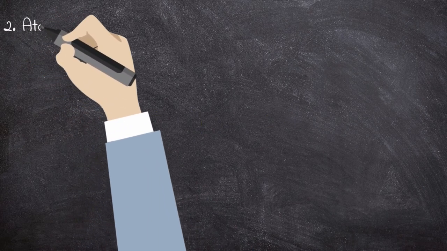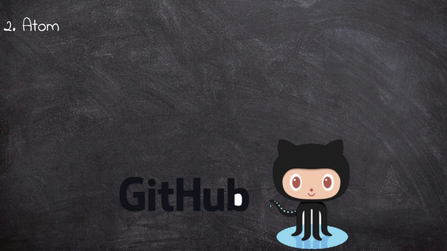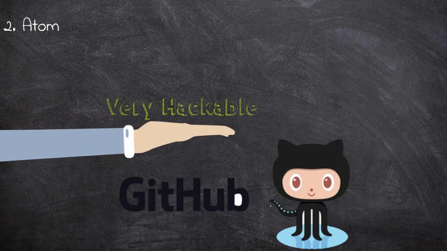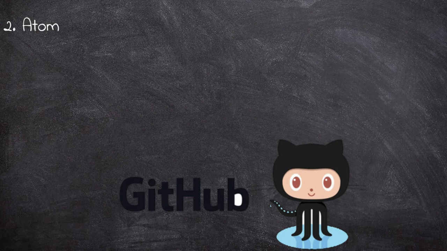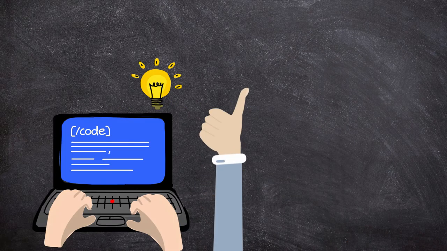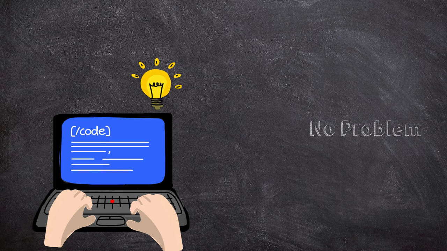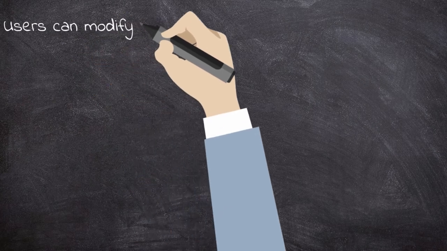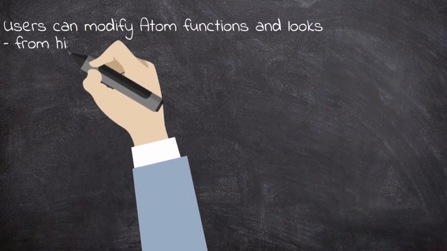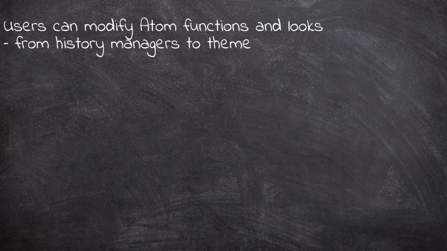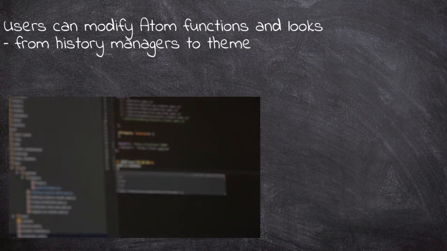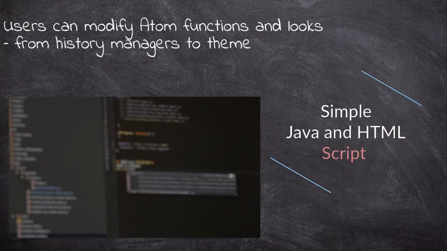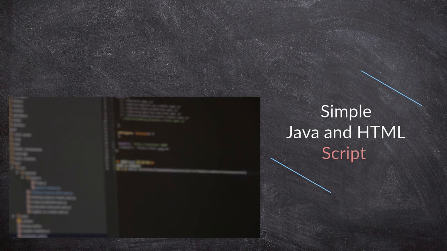2. Atom. This program was created by GitHub and made for online use. One of Atom's biggest advantages over any other code editor is that it is very hackable. Say the program does something you don't want it to do. No problem, you can adjust that. Users post packages that modify how Atom functions and looks, from history managers to themes. For the most part, the editor can be changed using JavaScript and HTML, so you won't need to know a complex language in order to change it up a bit.